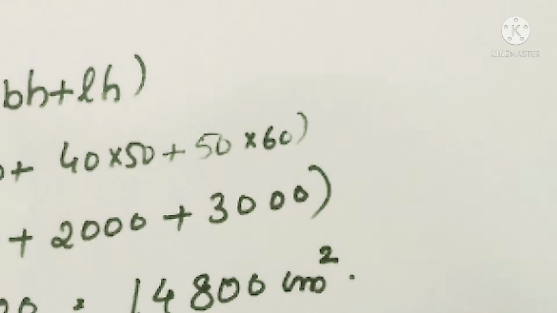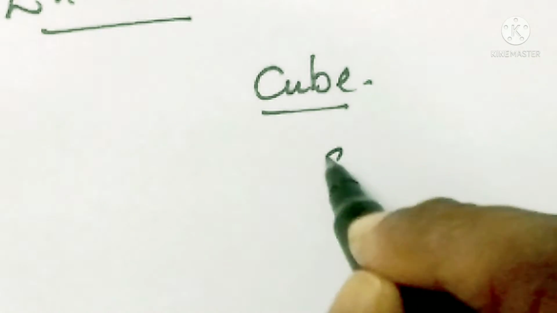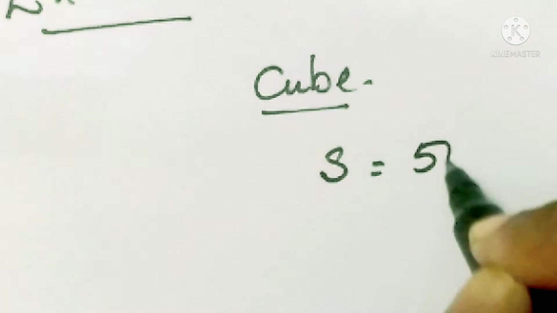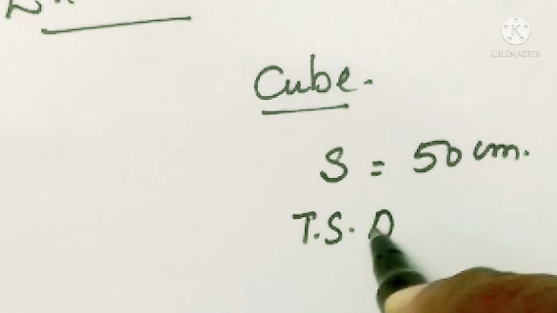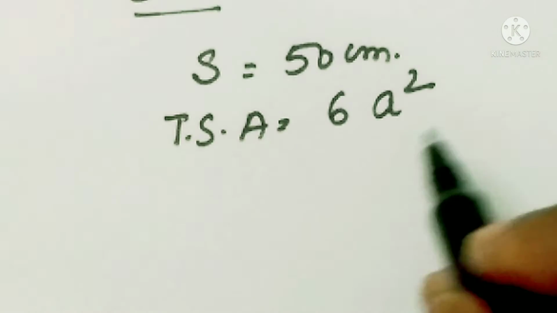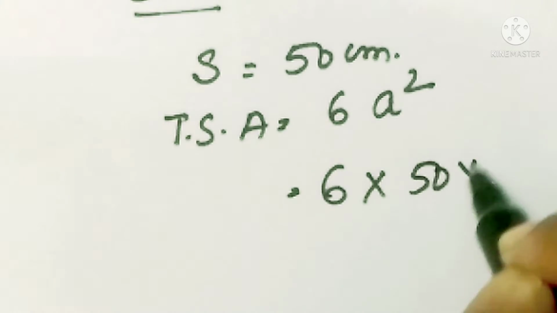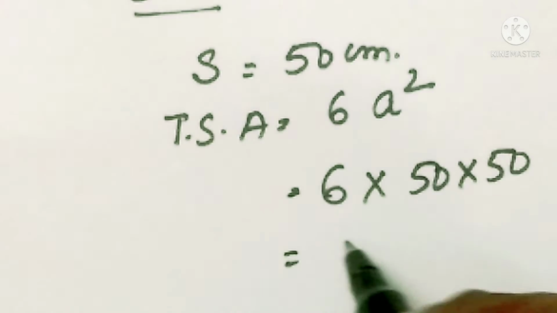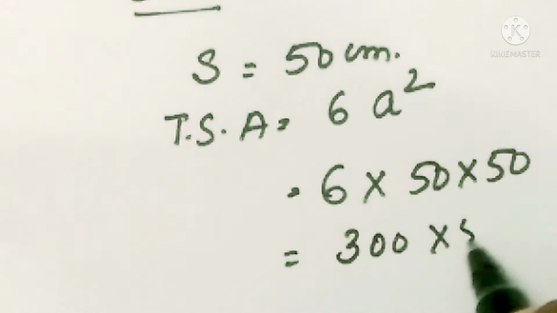Now let us find out for the cube. What information is given about the cube? Side is equal to 50 centimeter. Total surface area is equal to 6 into a square. Now what is a square? 6 into 50 into 50. So 6 fives are 30, 300 into 50. 3 fives are 15.